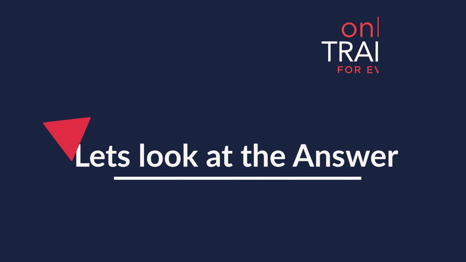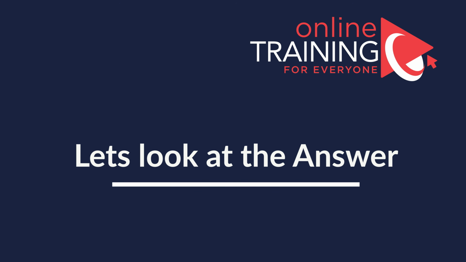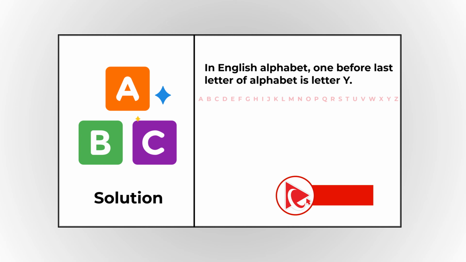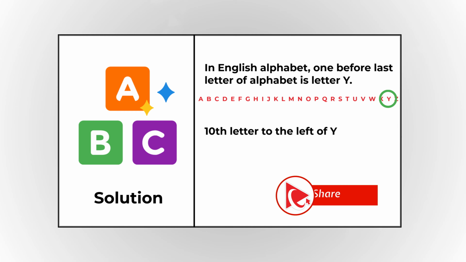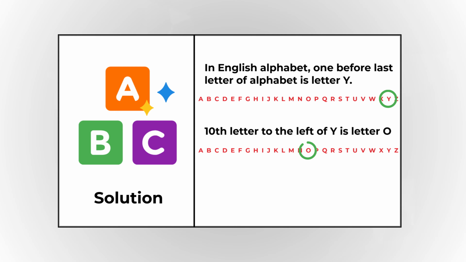As you might be well aware, in the English alphabet, there are 26 letters, and the letter one before last is letter Y. The 10th letter to the left of the letter Y would be letter O. Let me demonstrate it to you. If I am currently at the letter Y, let's count 10 letters to the left of the letter Y. It would be 1, 2, 3, 4, 5, 6, 7, 8, 9, and 10. You see, I ended up on the letter O.